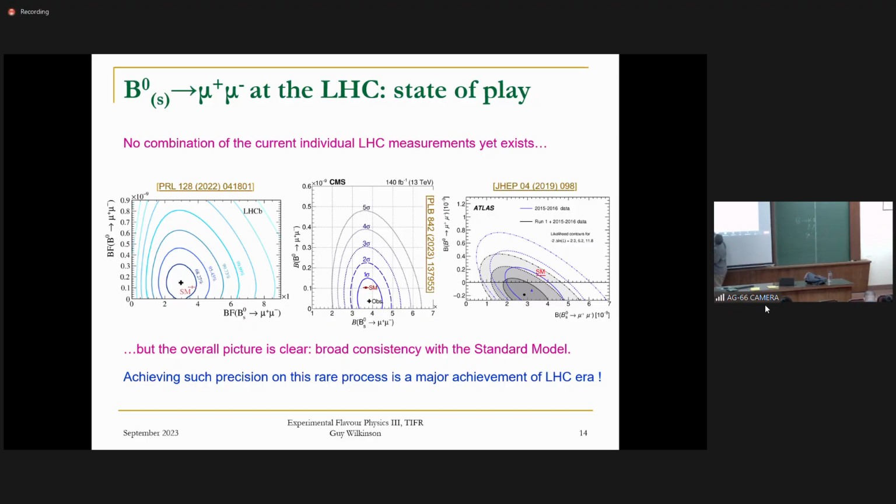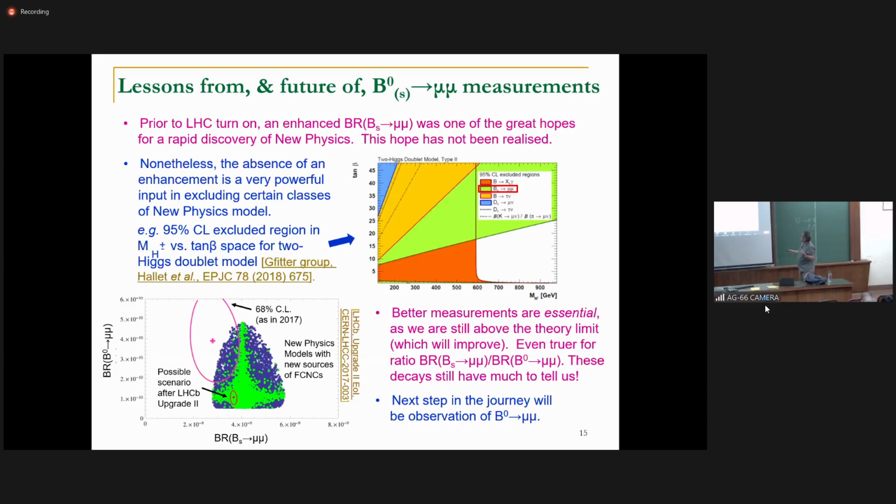And on the vertical axis, that's the B0 to mu mu. So at the moment, we have rather low sensitivity to this. Actually seeing this decay is a massive achievement of the LHC era, and seeing this has already excluded many new physics models. But what you want to do is to go further, right?